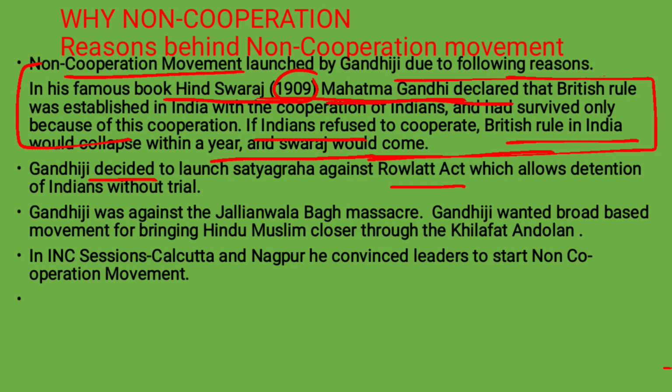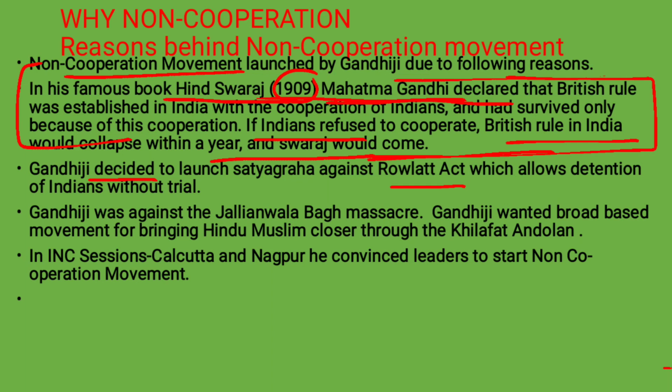Okay. One more thing Gandhiji was against, that is the Jallianwala Bagh massacre. Because in the previous video I explained what the Jallianwala Bagh massacre is and what happened in it. Okay, he was also against the Jallianwala Bagh massacre. Then he launched one more movement, that movement's name was Khilafat Andolan. Through the Khilafat movement he wanted to bring Hindus and Muslims closer together.